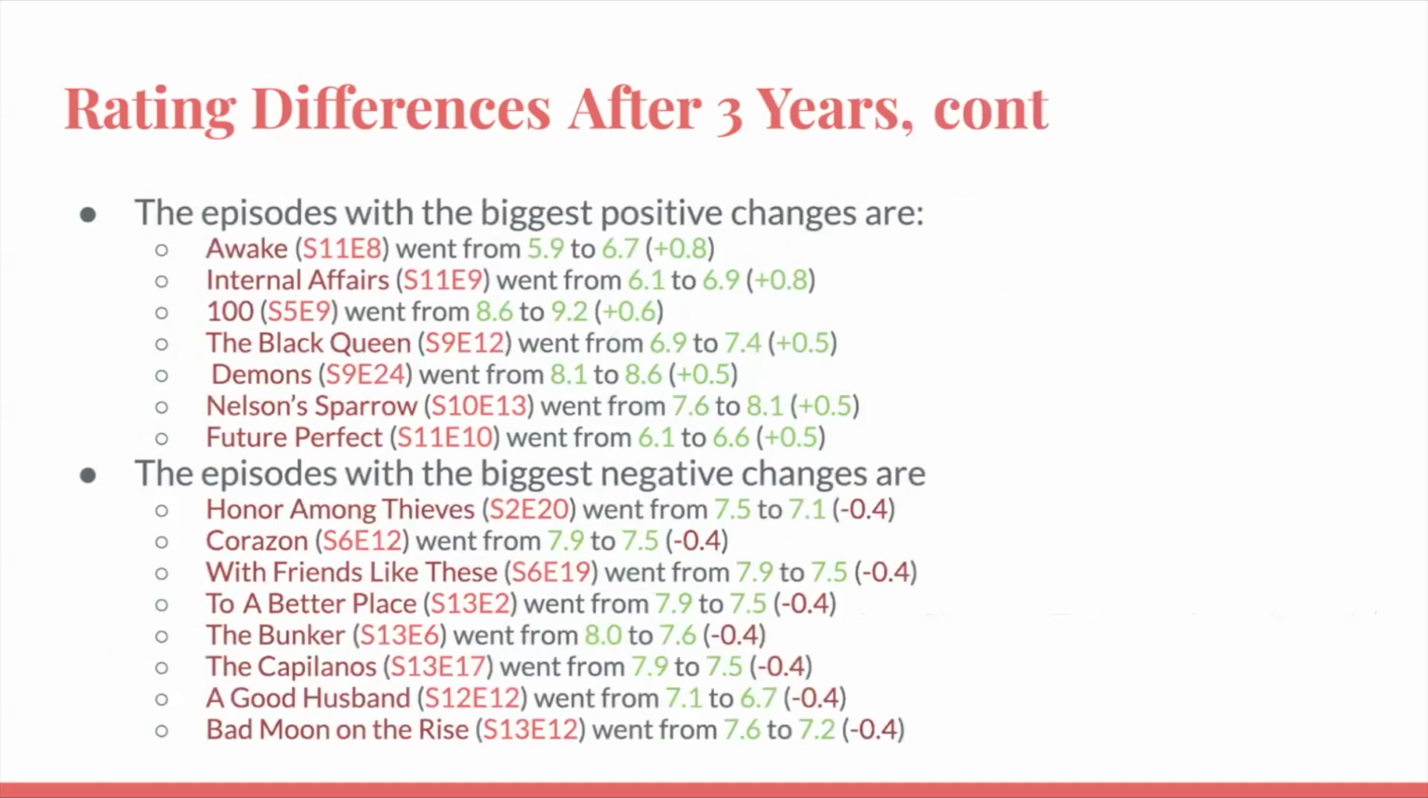So, these are the episodes with the biggest positive and negative changes. Awake, Internal Affairs, 100, which is actually now the highest rated episode at 9.2. The Black Queen, that's a Garcia episode. Demons, that's a Reed episode. Nelson Sparrow, that's a Gideon episode. And Future Perfect. And the episodes with the biggest negative changes are Honor Among Thieves, Corazon, that's a Reed episode.